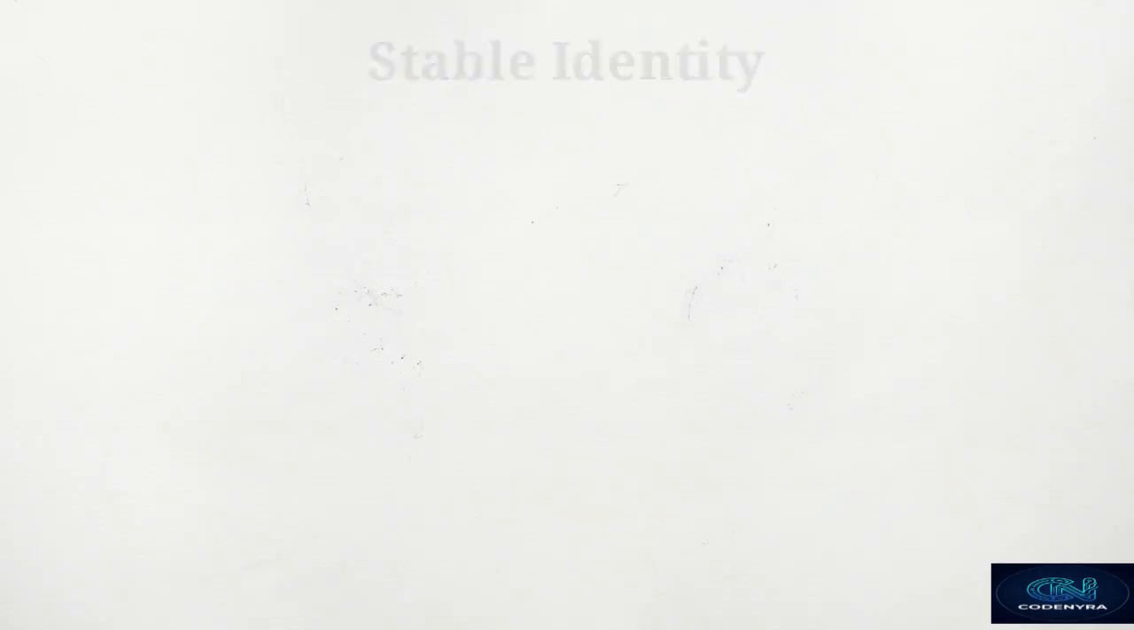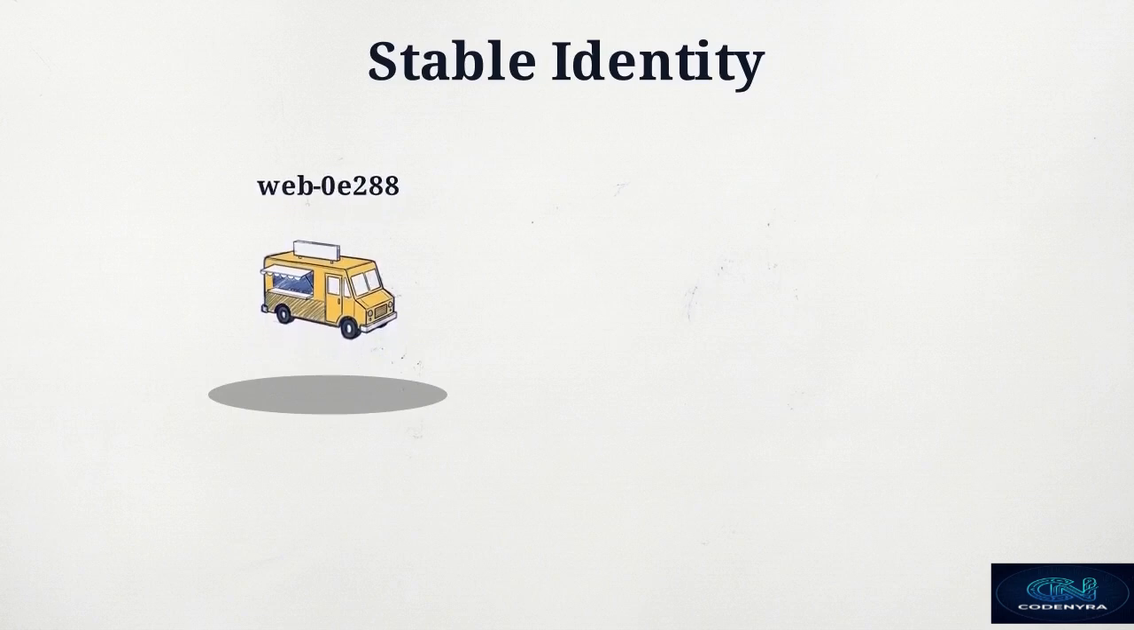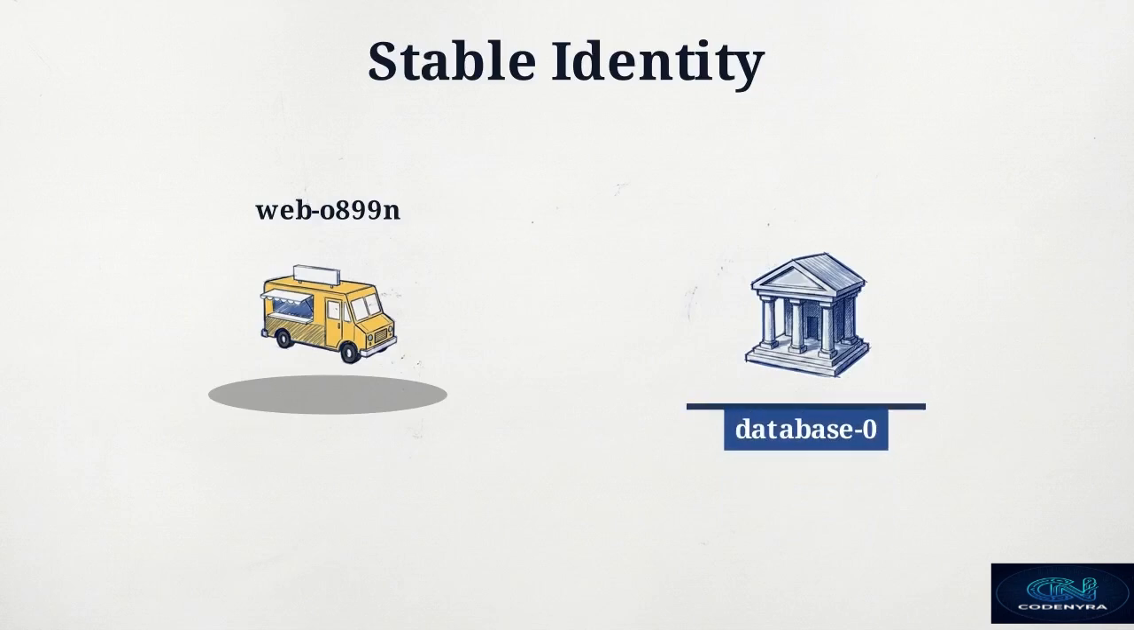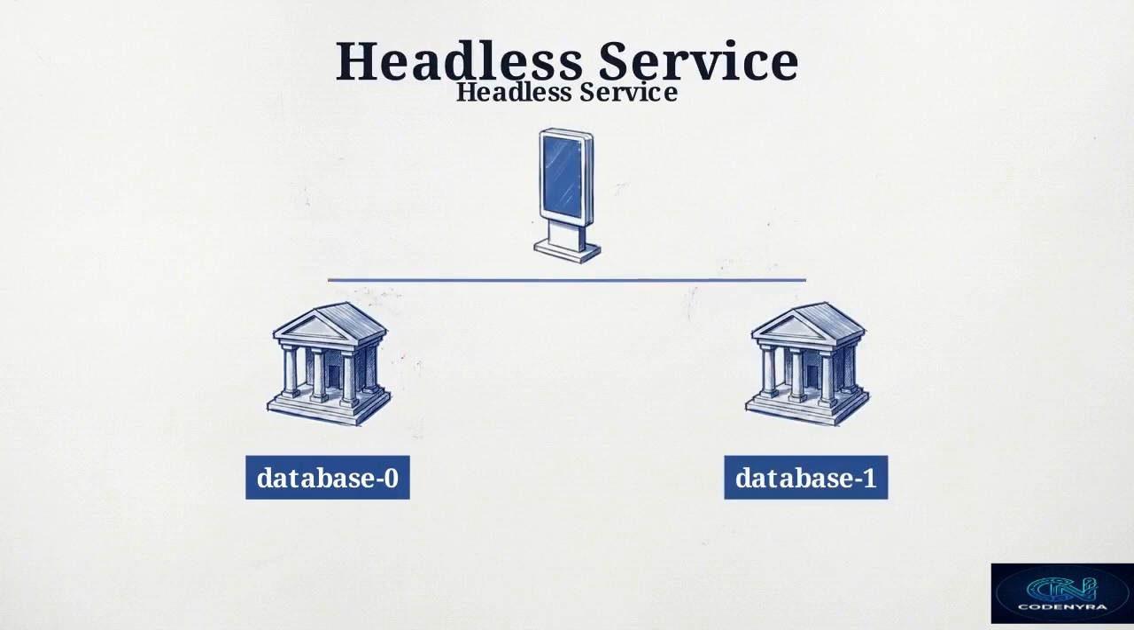The first superpower of a StatefulSet is stable identity. While food trucks have randomly generated, constantly changing license plates, each pod in a StatefulSet is assigned a permanent sequential name, like Database 0 or Database 1. To make sure applications find these buildings, Kubernetes creates a Headless service, a permanent phone book. If a database pod crashes, it restarts with the exact same name and network address. The city always knows exactly where to route data.